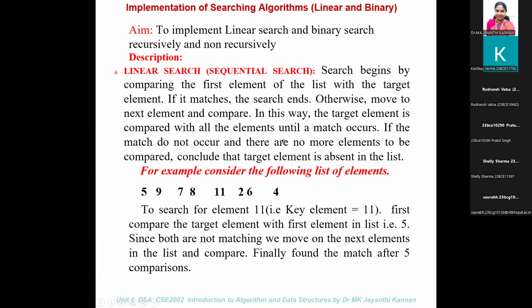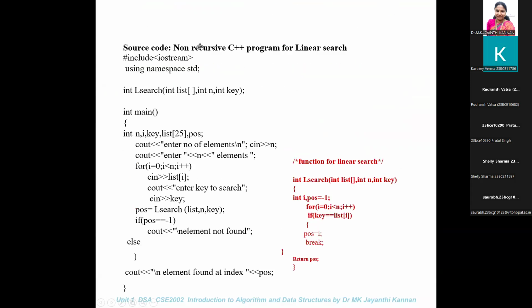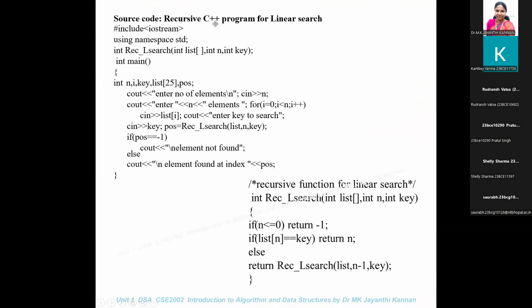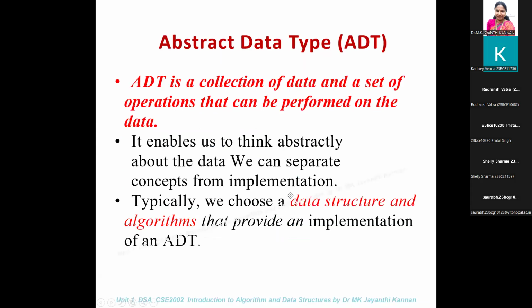And already we discussed this lab program, linear search using recursive and non-recursive methods. So our next topic is, we completed all those topics so far. We are entering into abstract data type. So any doubt so far?